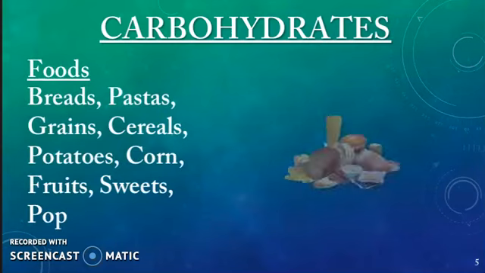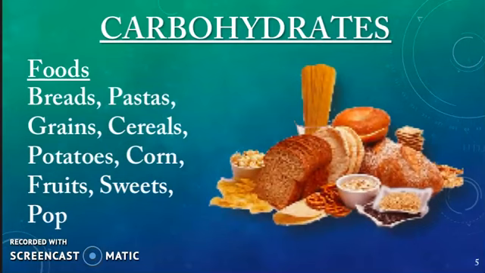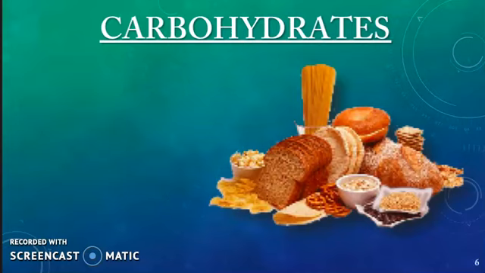The first thing we're going to look at is where these carbohydrates come from. They're going to be in breads and pastas and grains and cereals, potatoes, corn, fruits, sweets, pop. I didn't put these on the list, but donuts and candy and cakes and cookies, they all belong in this list as well. Carbohydrates are good for us, as we'll find out, but I believe too many carbohydrates in our diet today is really what's causing us to be so overweight as a nation. That's my own little theory.